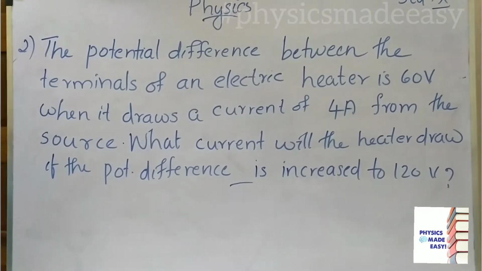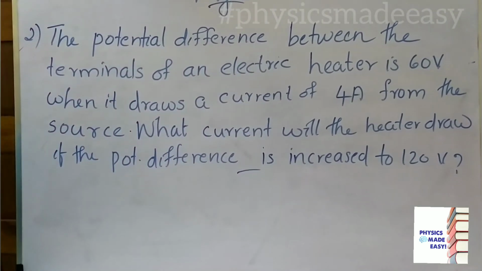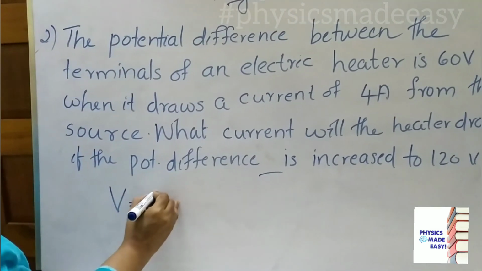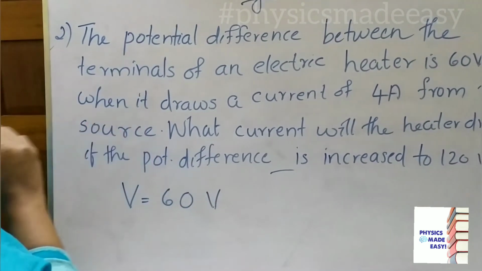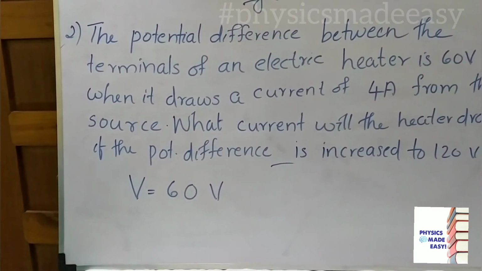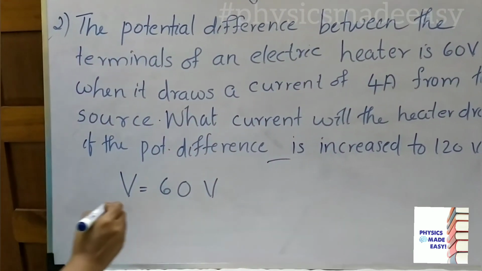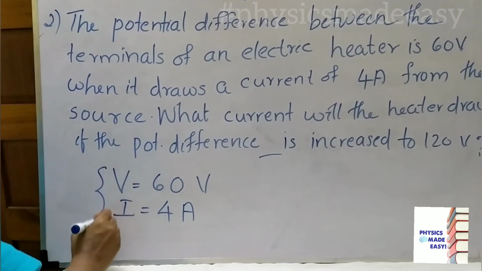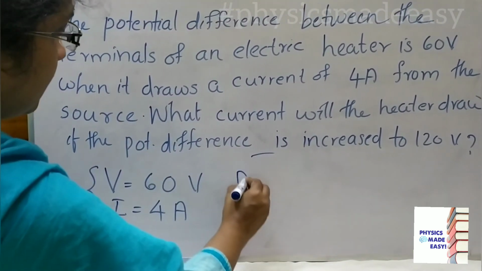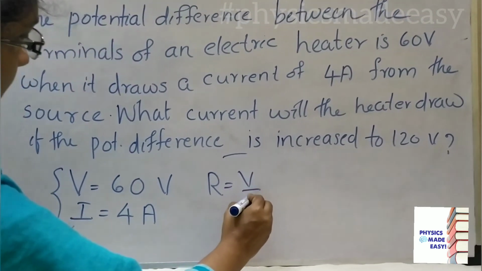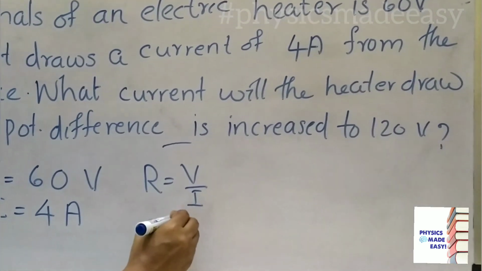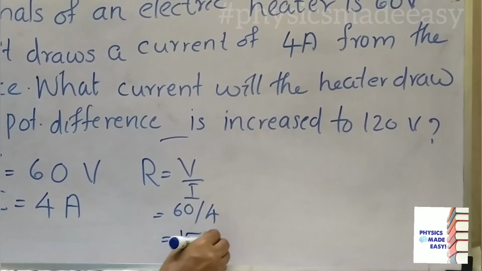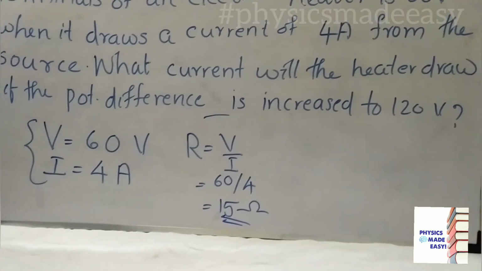Children, from the first sentence, the potential difference between the terminals of an electric heater is 60 volt. We can write the potential difference. When it draws a current of 4 ampere from the source, current also given 4 ampere, then from these two values we can find the resistance. R is equal to V divided by I, that is 60 divided by 4, that is equal to 15 ohm. Now we have the resistance of that coil.